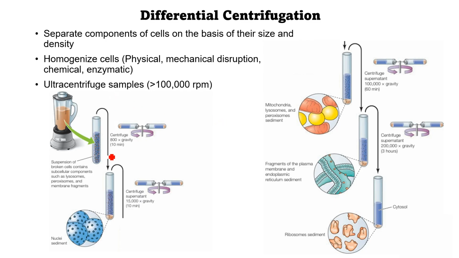So that is what is shown in this figure. You centrifuge at 800 G, and the pellet that you get will contain the nuclear fraction. Then the supernatant is collected and centrifuged again. Now in the pellet you will get mitochondria, lysosome, and peroxisome. You can isolate this pellet fraction, and then again centrifuge the supernatant. Now the endoplasmic reticulum and plasma membrane have less density.